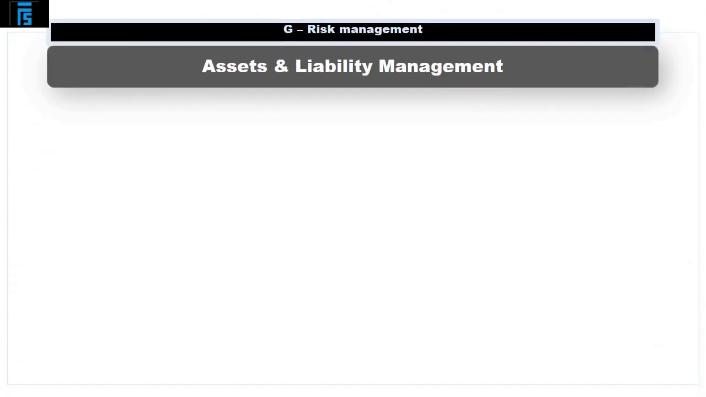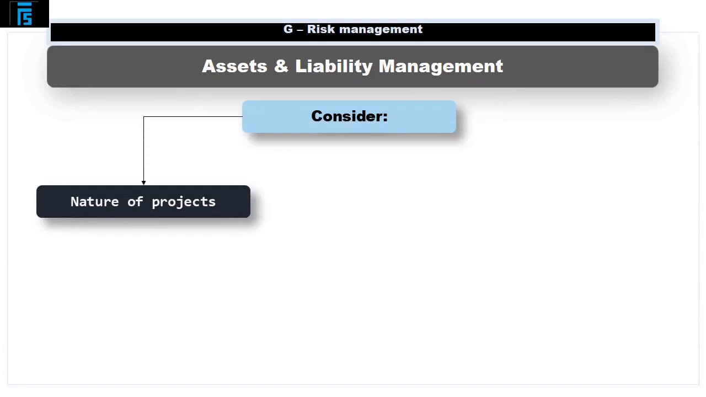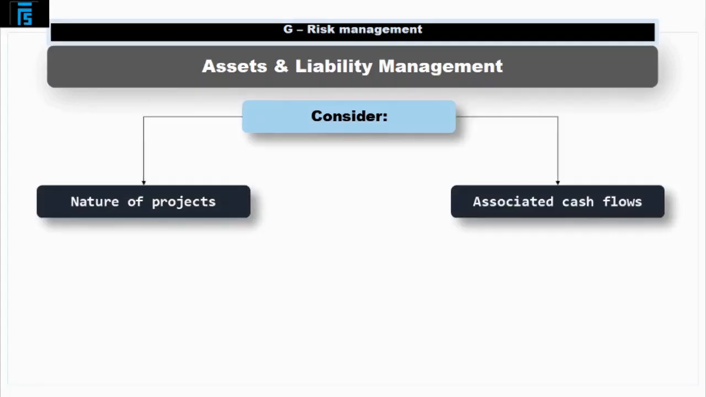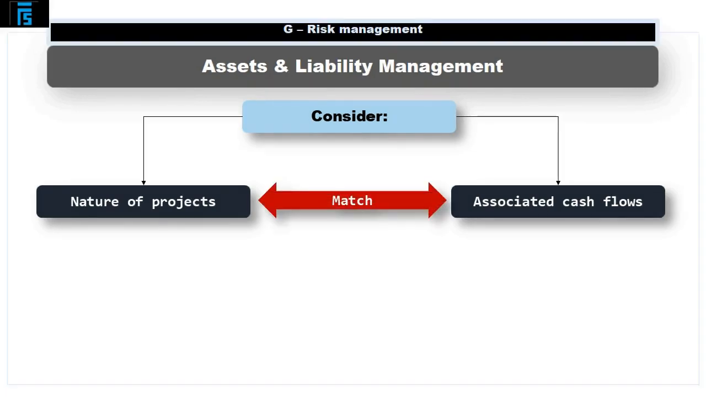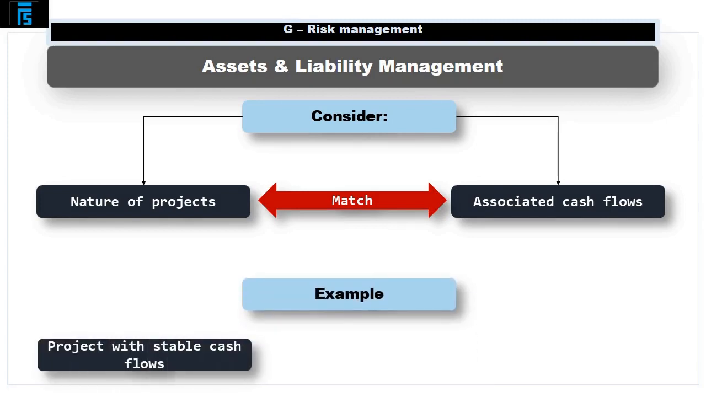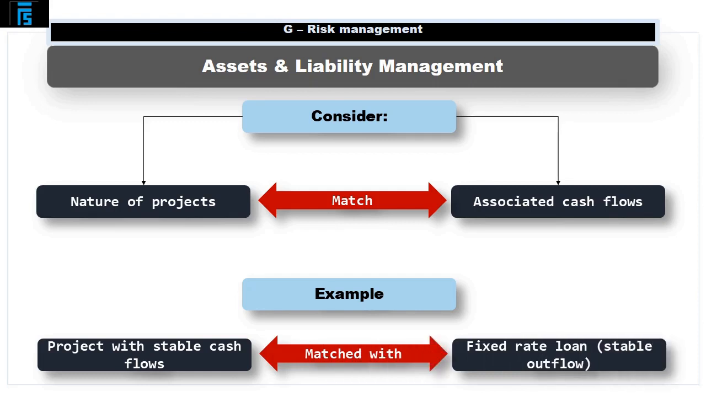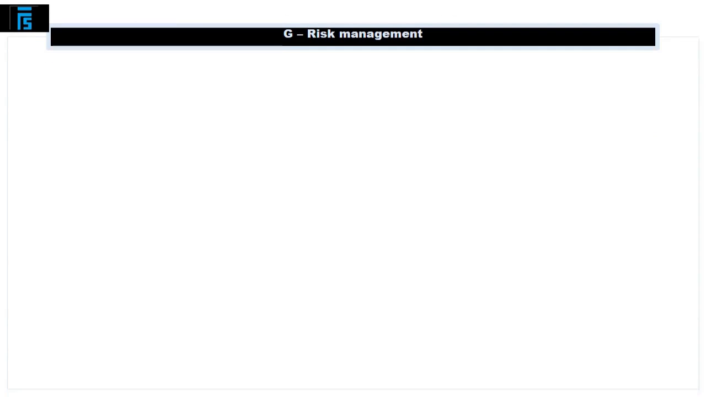Assets and liability management considers the nature of projects and the cash flows associated with them, and seeks to match the nature of those cash flows with the nature of the finance. For example, if a project is likely to generate very stable cash flows, it makes sense to match this with stable outgoings. In other words, finance it with a fixed rate loan.